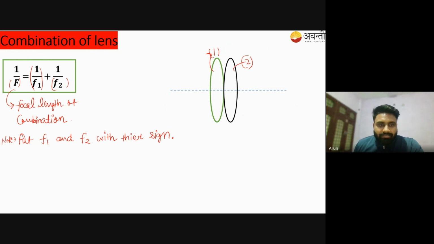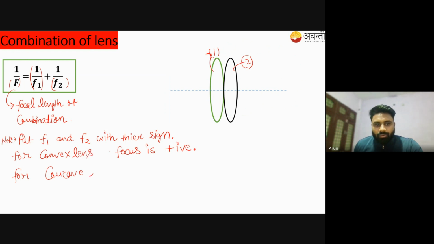For a convex lens, what is the value of focus? Is focus negative or positive? Focus is positive. For a concave lens, focus is negative.